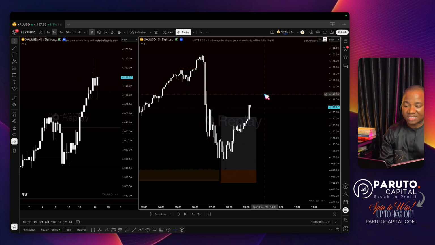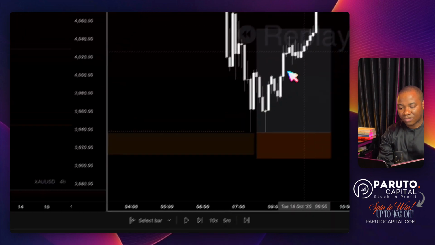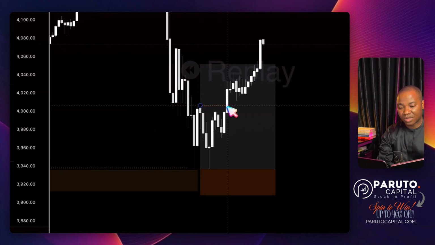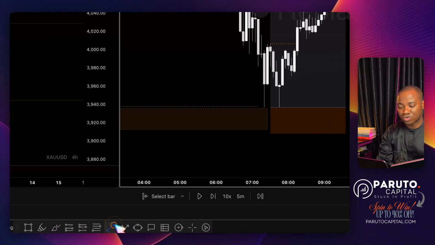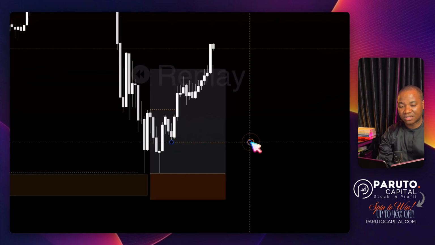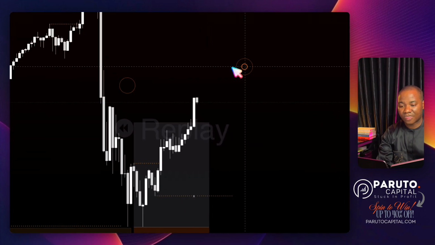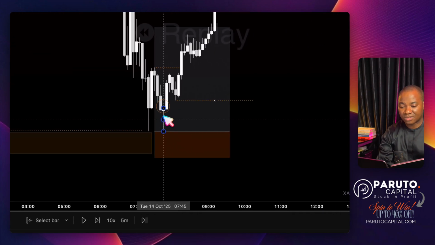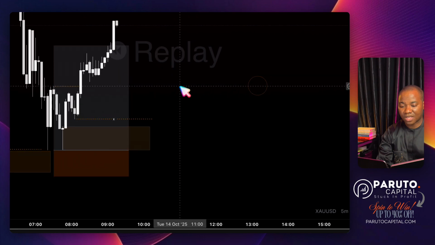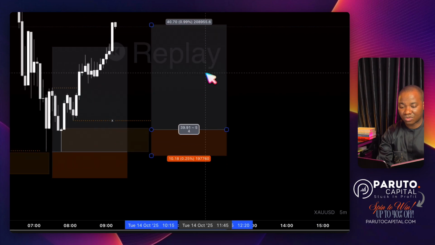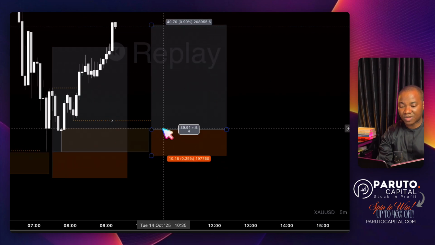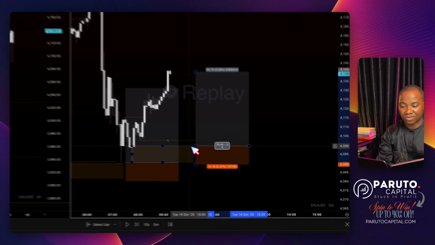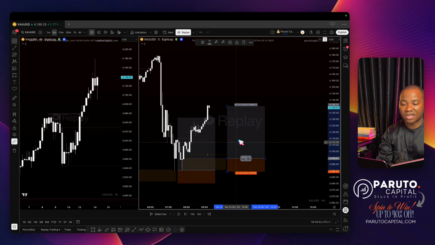So looking at the 5 minutes now, I'm going to draw this. That's a break of structure, but I can also see that I have an inducement here. So based on this, I can now draw my demand zone below that. And with this, I can put this here. I'll be expecting price to hopefully return and take out this inducement, tap into this demand zone and then push higher.